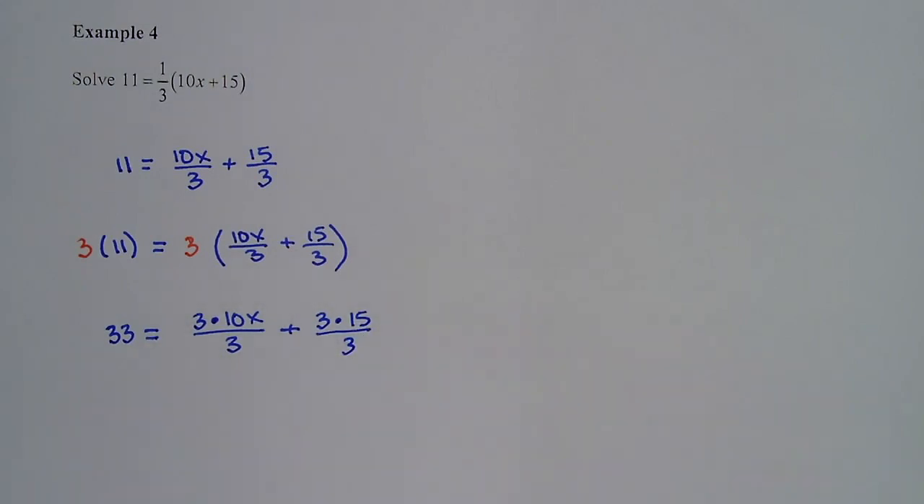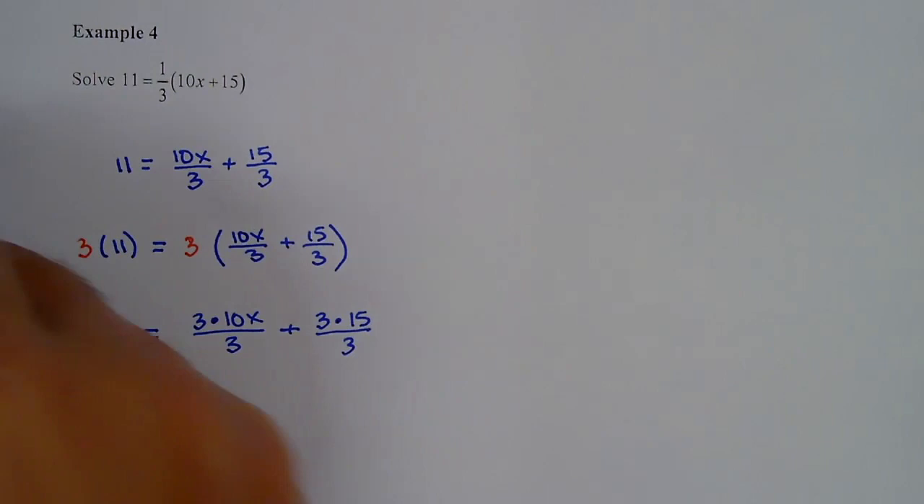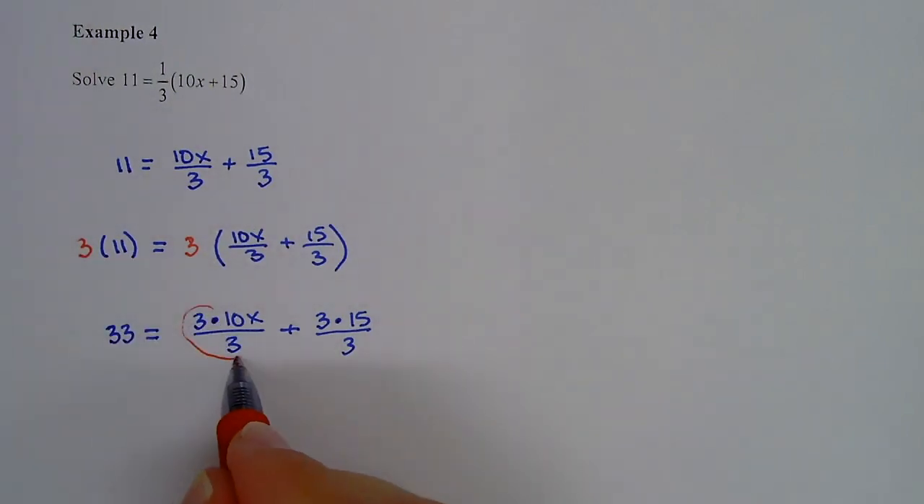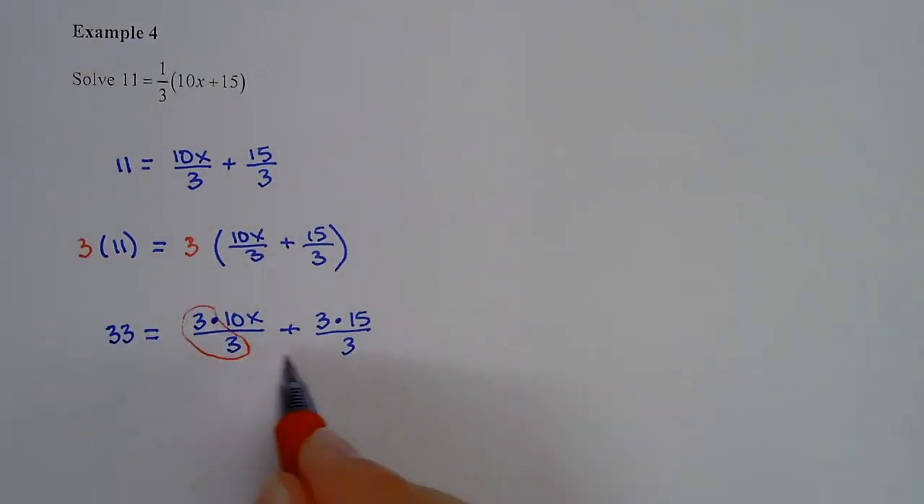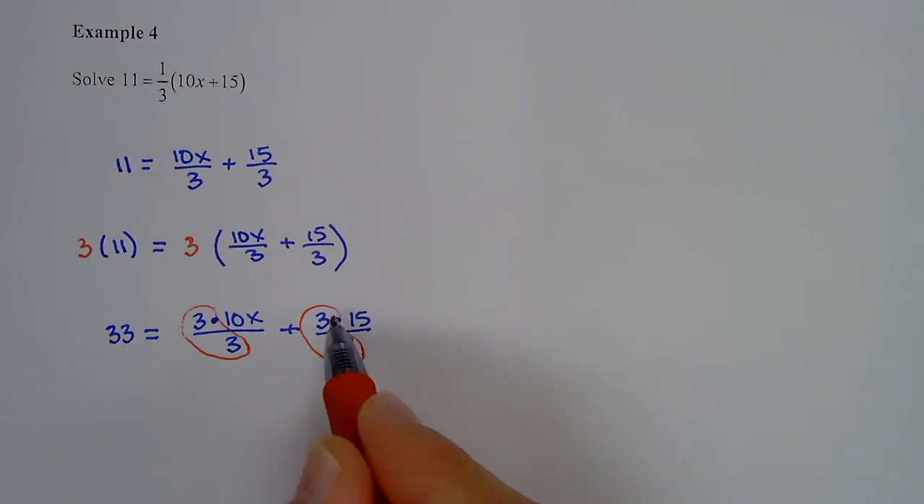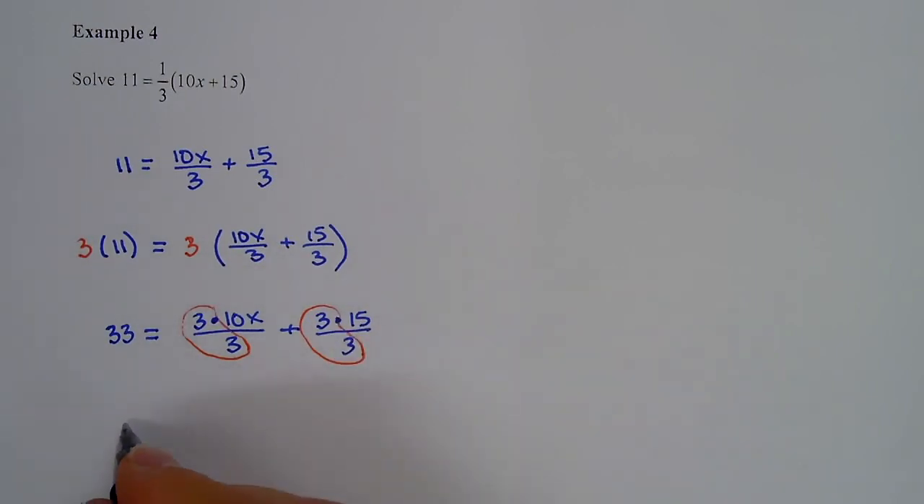The reason I'm not actually multiplying out is because this is going to make that big 1, that giant 1, because we have 3 over 3. So this 3 and this 3 cancel, and this 3 and this 3 cancel. Let me actually circle that. Because we're multiplying, this makes a 1, and this makes a 1. So what we're left with is 33 is equal to 10x plus 15.